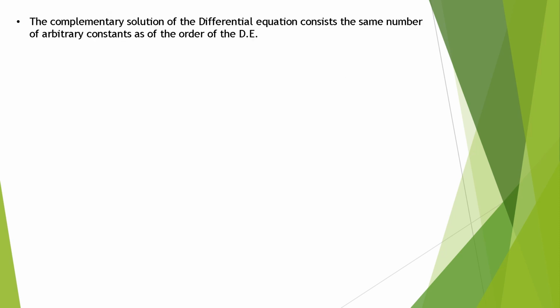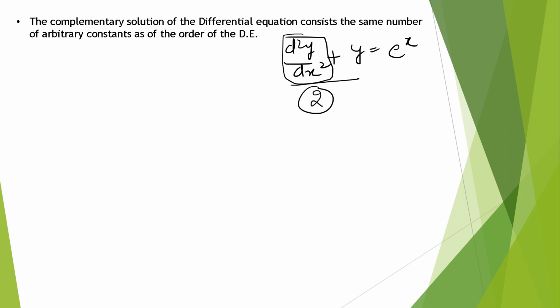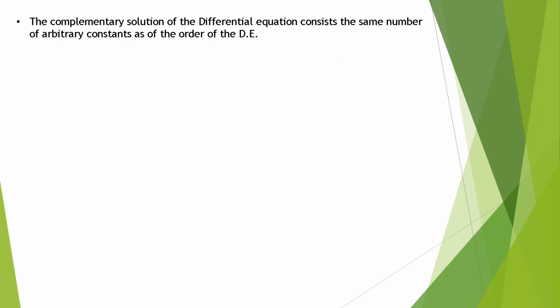So the first point is that the complementary solution of the differential equation consists of the same number of arbitrary constants as the order of the differential equation. It means if you have the differential equation d square y over dx square plus y equal to e power x, let's say, then in the complementary solution you will get two constants because the order of this equation is 2. So this is the meaning of the first point. You can learn how to find the complementary solution in the previous video. I'll put the link in the description box.